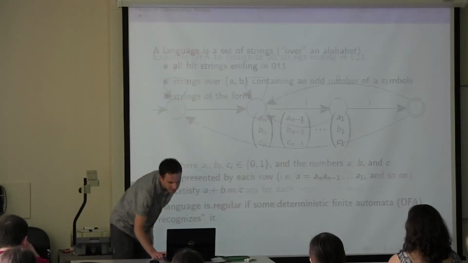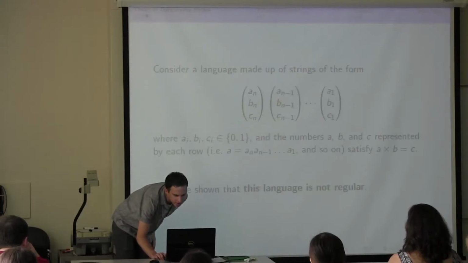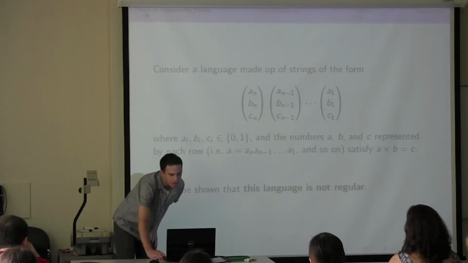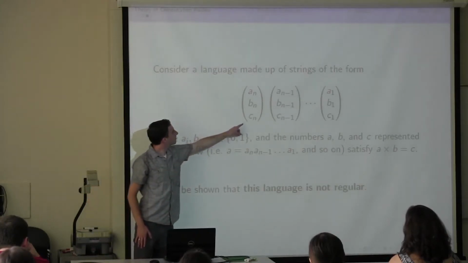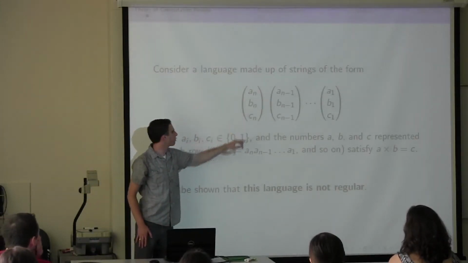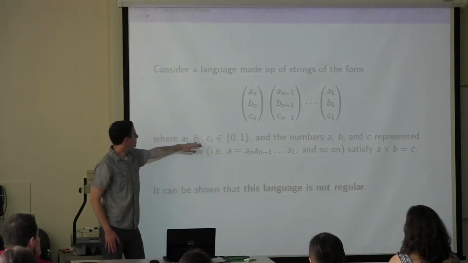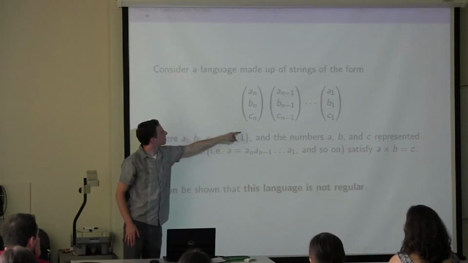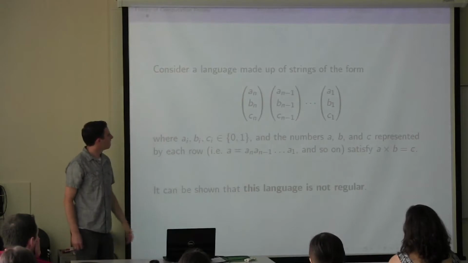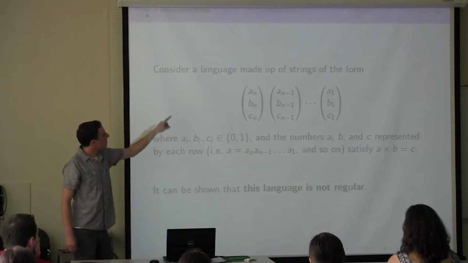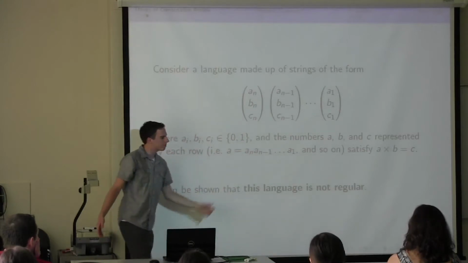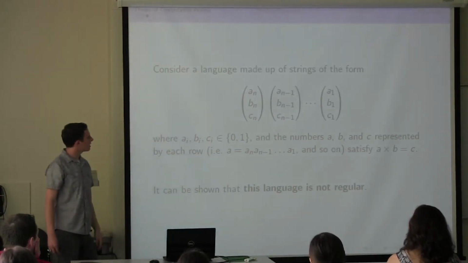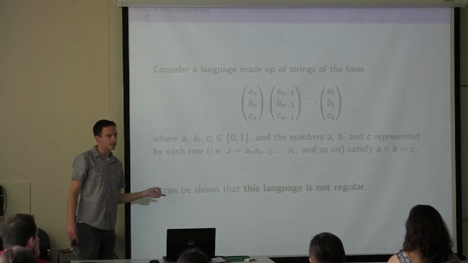Cool. One language that is not regular is this one. So the alphabet is the same, right? We have triples over the binary alphabet, I guess you could say, sequences of these things, with each row representing a number. But here they need to satisfy the condition that A times B equals C, instead of A plus B equals C. And it turns out that this language is not regular.